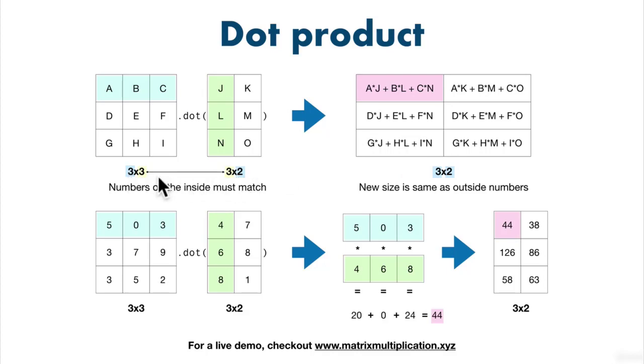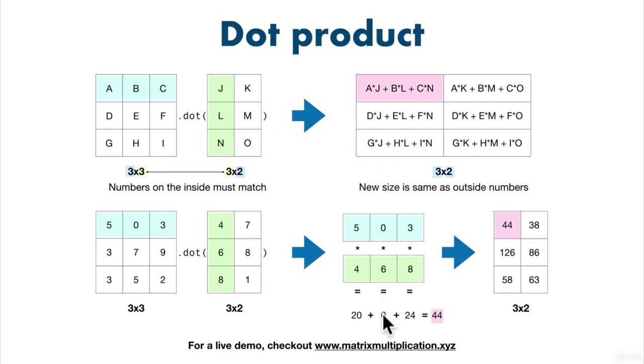For a dot product to happen, the inside numbers must match. Now let's have a look with some numbers that have actually been filled in. We've got 5, 0, 3, 4, 6, 8, and we're calling dot between this matrix and this one. So we've got 5, it's going to come over here, be multiplied by 4, that equals 20. Yep, we've got that, 5, 4. This is A times J. Now we've got 0 times 6. This is B times L.